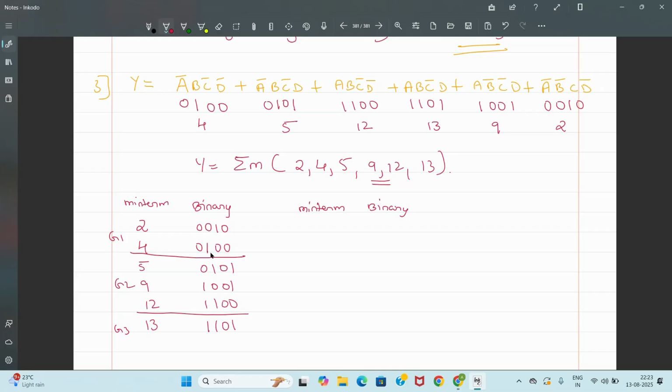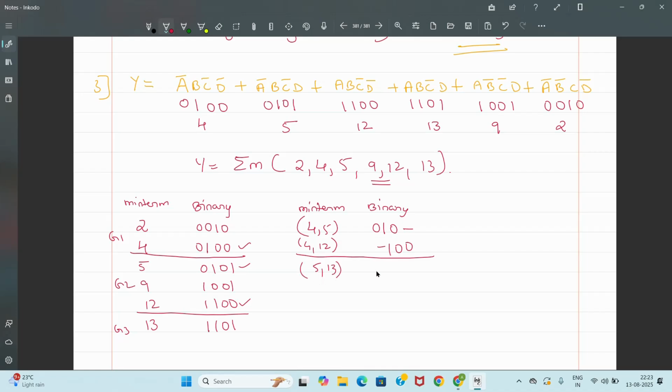Next we'll see 4. 4 and 5 are possible. So 4 comma 5 is 0, 1, 0, dash. 4 and 5 are used. 4 and 9 you cannot do. 4 and 12 is possible. 4 comma 12 will be dash 1, 0, 0. So 12 is used here. Okay, this is done. Next, compare these two groups.